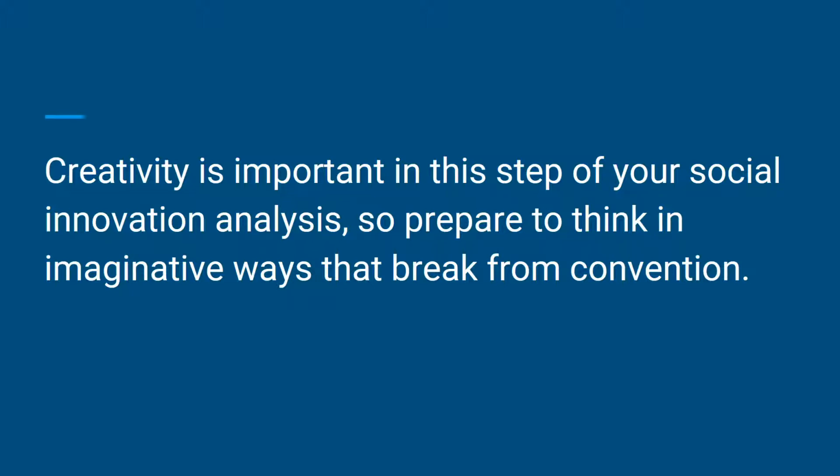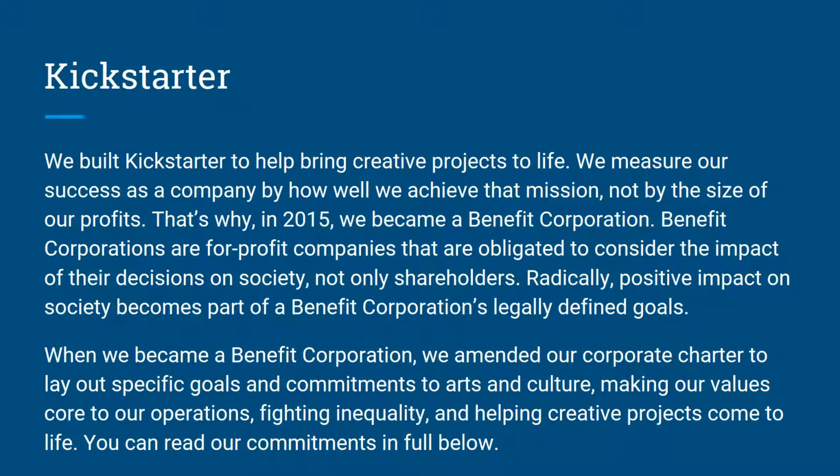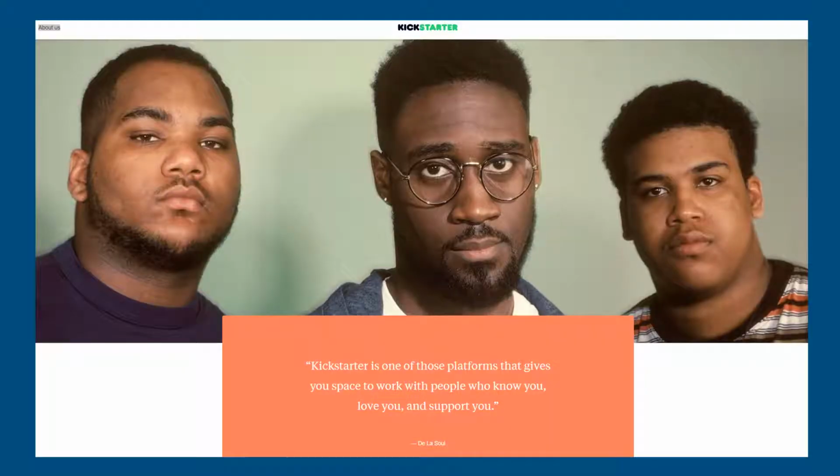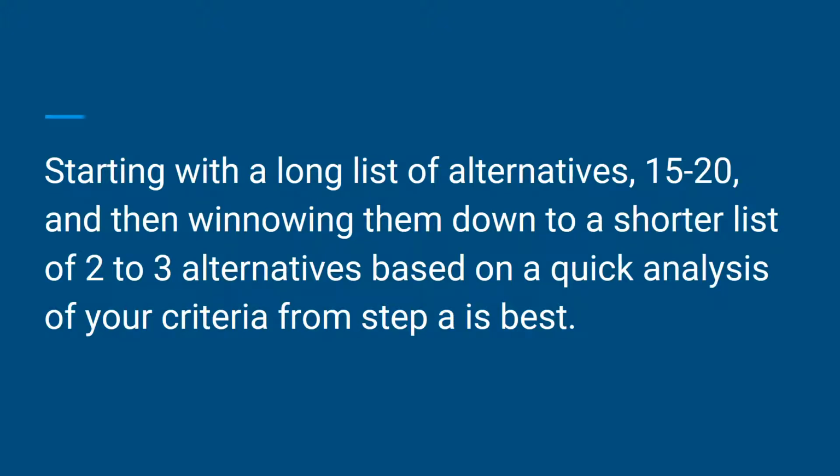Alternatives may involve doing more or less of something, doing something in a different way, or not doing anything at all. Creativity is very important in this step of your social innovation analysis. So prepare to think in imaginative ways that break from convention, that break from tradition, and break from the status quo. Starting with a long list of alternatives, maybe 15 to 20 or more, and then winnowing them down to a shorter list of 2 or 3 alternatives based on a quick analysis of your criteria from Step A is best. So let's look at some of the questions that you might ask.